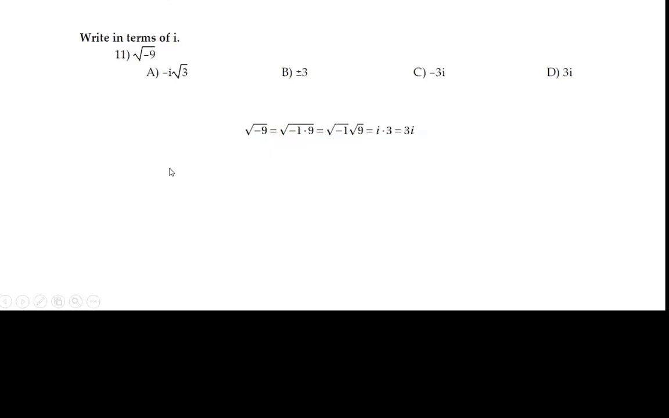We want to write in terms of I, we have the square root of -9. -9 can be rewritten as -1 times 9. We can split that radical up so that it's the square root of -1 times the square root of 9. The square root of -1 is what we define as I. The square root of 9 is 3, so I times 3 is just 3I.